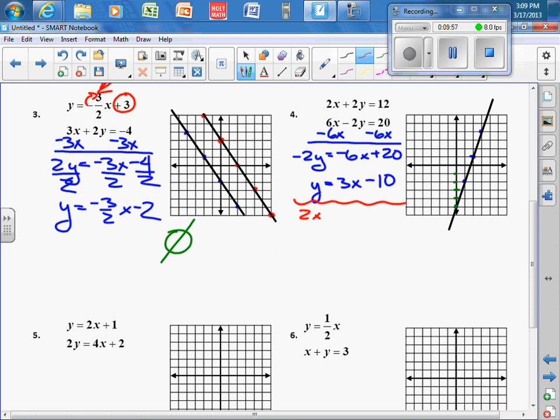How about 2x plus 2y is equal to 12? Subtracting 2x from both sides, 2y is equal to negative 2x plus 12. And y is equal to negative x plus 6. Well, again, we've doubled all of our numbers here. So here's 2, 4, 6. We're going to go down 1, right 1.